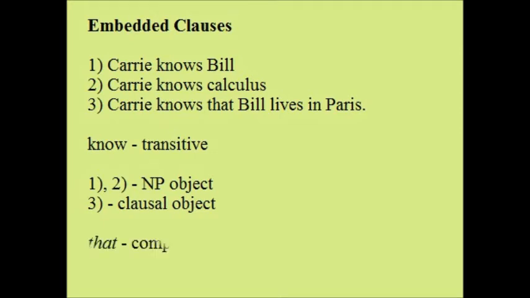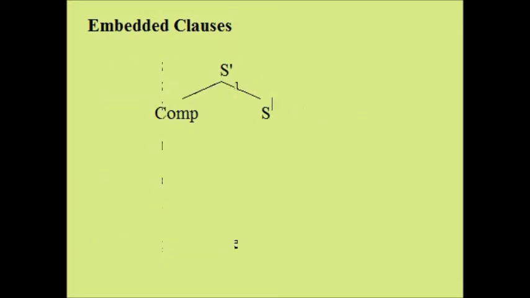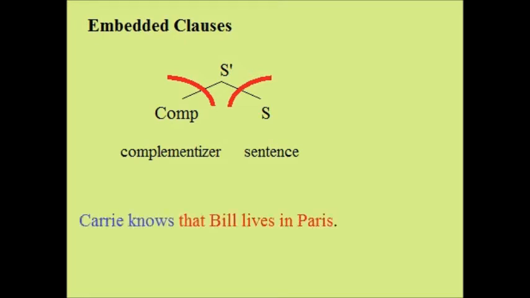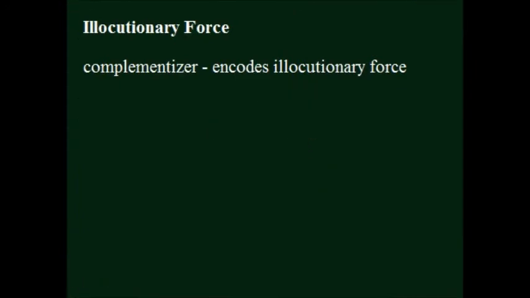The clause is introduced by a complementizer that. The clause is represented by S bar and is divided into the complementizer and the sentence. The topmost clause, shown in blue, is usually referred to as the main clause or the matrix clause. In traditional grammar, the verb of the matrix clause is called the main verb. All other clauses are called embedded clauses, shown in red. The complementizer encodes what we call the illocutionary force of the clause. There are various kinds of illocutionary force, as shown here.